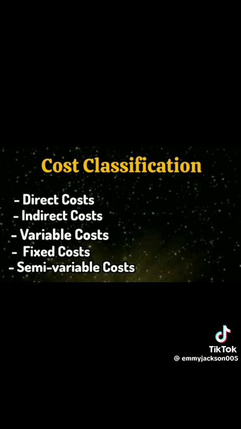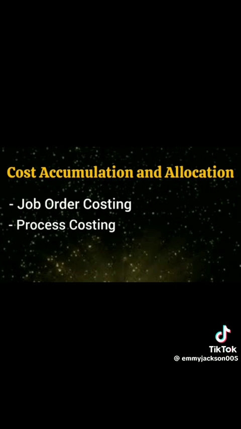What do you understand by cost accumulation and allocation? To accurately determine the cost of products or services, cost accountants use different methods of cost accumulation and allocation. 1. Job order costing. Job order costing is used when products or services are unique or customized. Costs are accumulated by specific jobs or projects. For example, a custom furniture manufacturing company would use job order costing to track costs associated with each individual customer's furniture order.